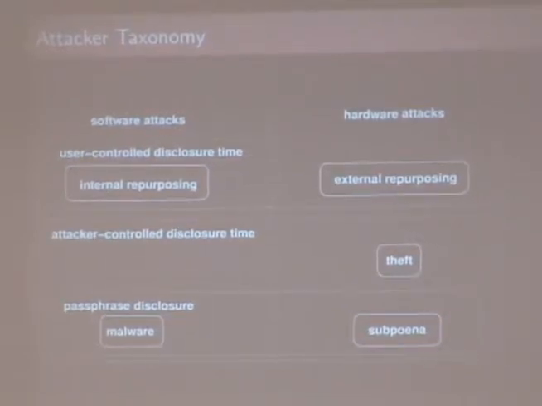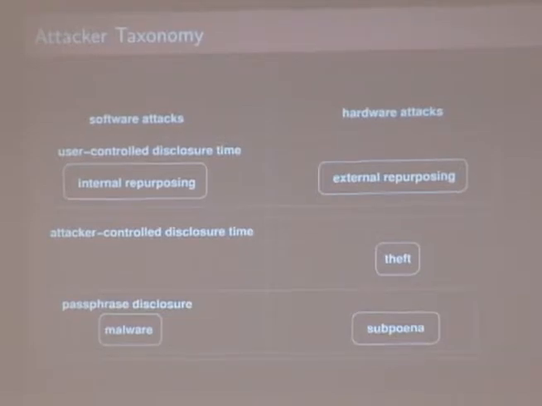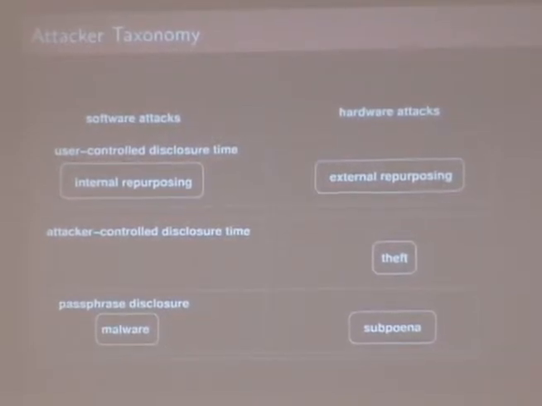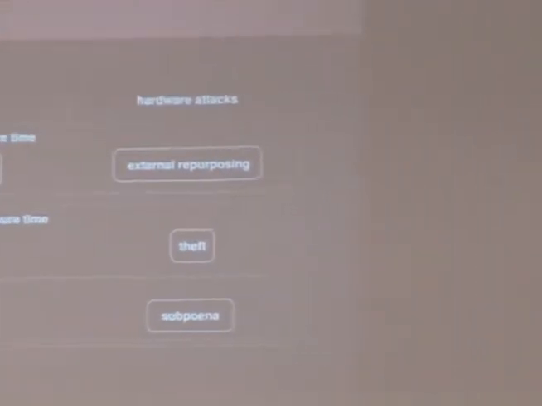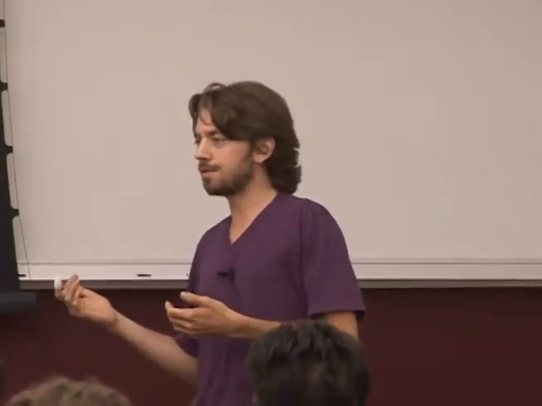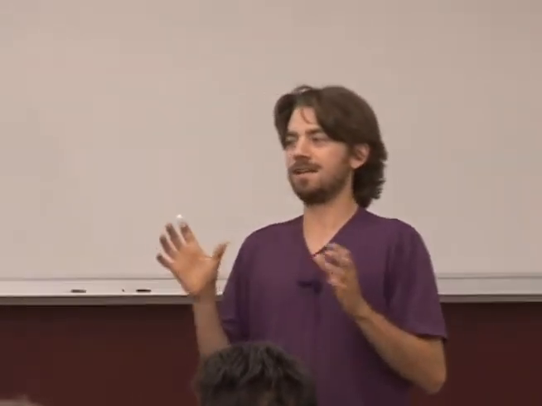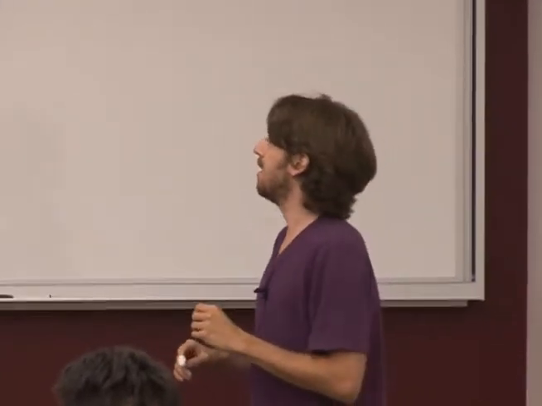So at the top, we have what is called the user-controlled disclosure time. And these two situations would be an internal repurposing attacker and an external repurposing attacker. And this corresponds to, for instance, you have a storage medium, you have a computer, you're going to give it to somebody else. Internal repurposing would be, as a student, you give it back to the university and it gives it to another student. You're not too worried about advanced forensics or the other student dismantling the hard drive to find out analog remnants that might still be there.